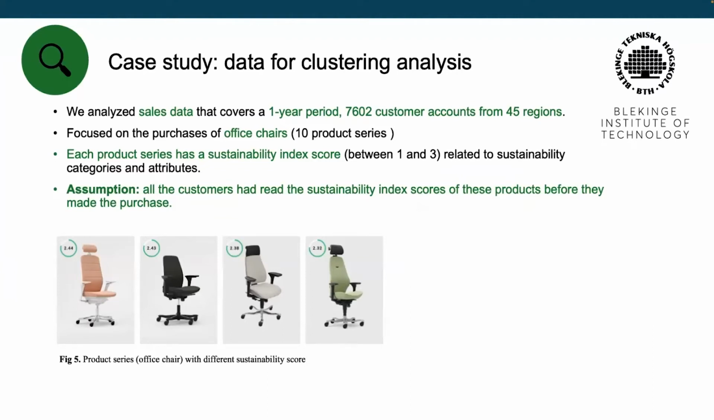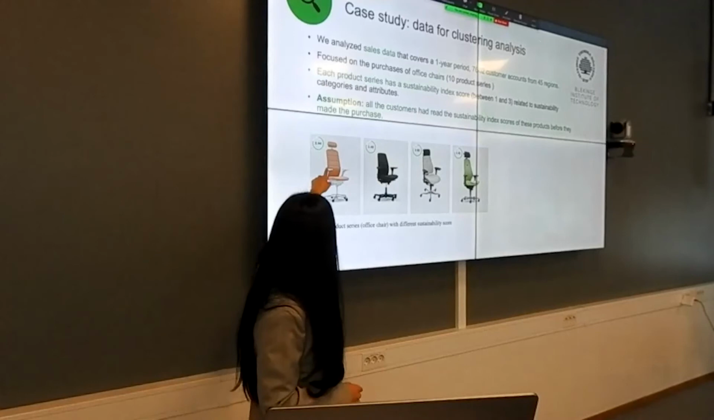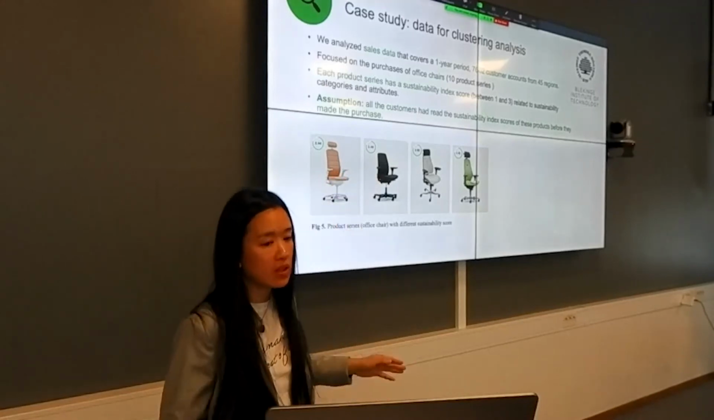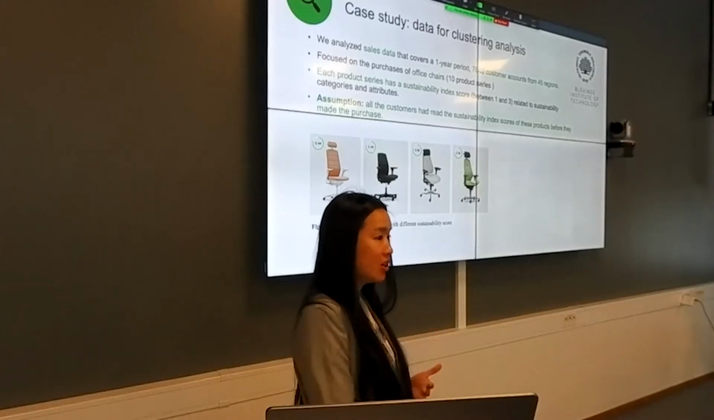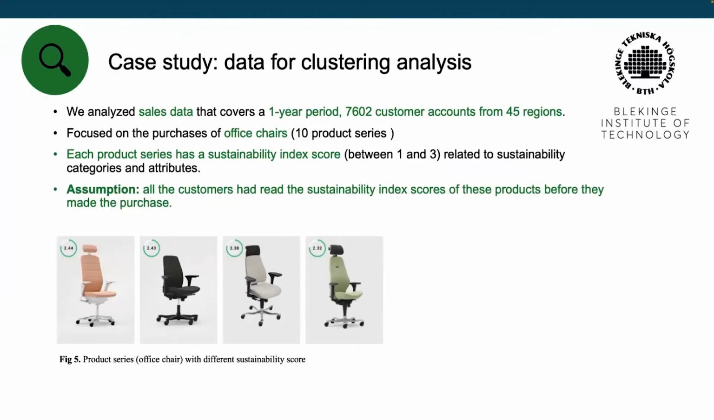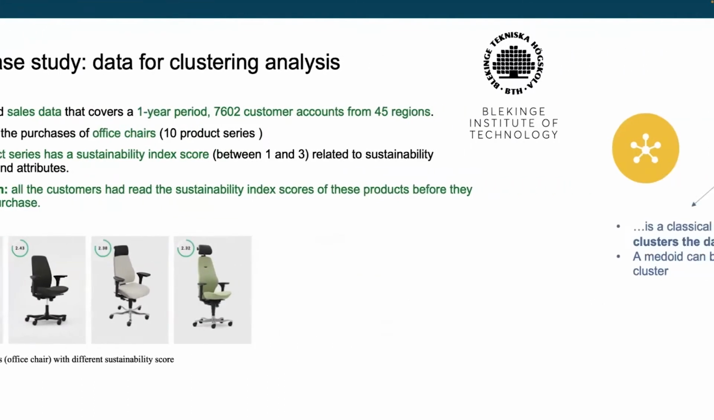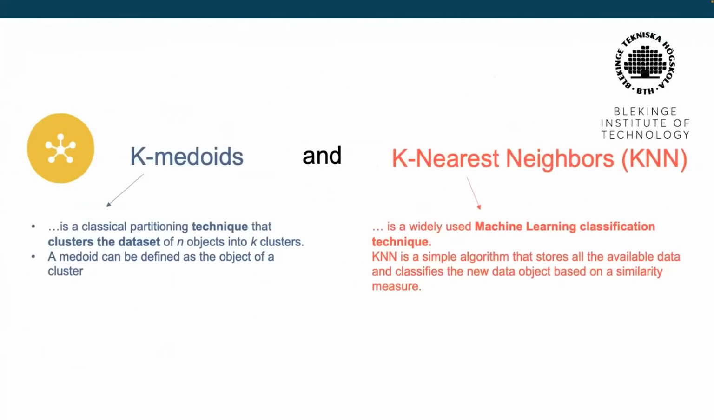So each chair series has a sustainability score, like illustrated here. And then we also have an assumption that these customers, before they purchase these products, they have read about the sustainability index, so that the purchasing behavior was an intended behavior, which is an assumption, and that might not happen in reality. And the coming slides are slides that I might want to talk really fast or even skip.